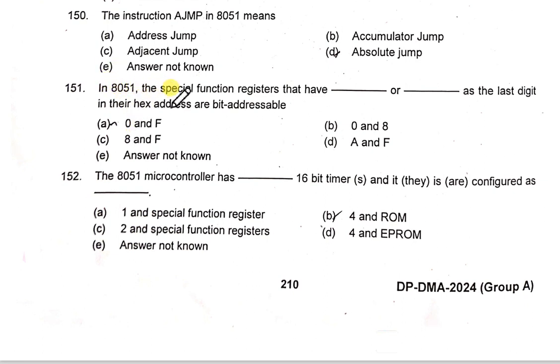In 8051, the special function registers that have 0 or 8 as the last digit in their hex address are bit addressable. The answer is 0 and 8. Next question. The 8051 microcontroller has two 16-bit timers and it is configured as a special function register. So it has a 16-bit timer and a special function register.